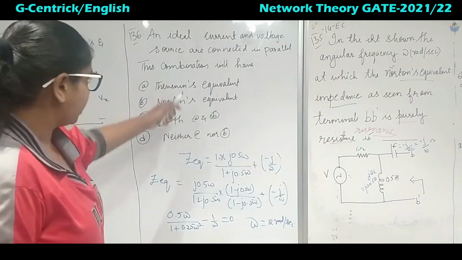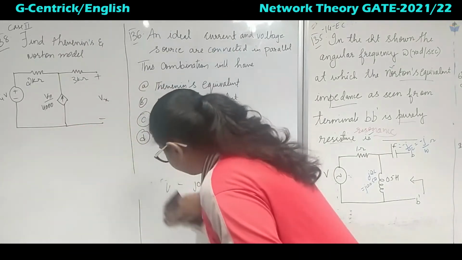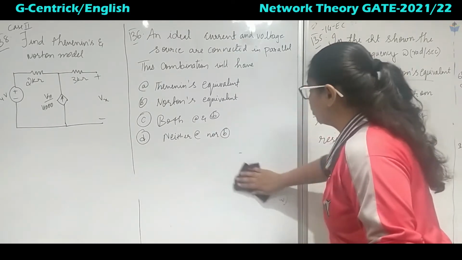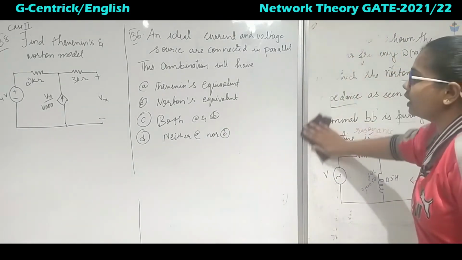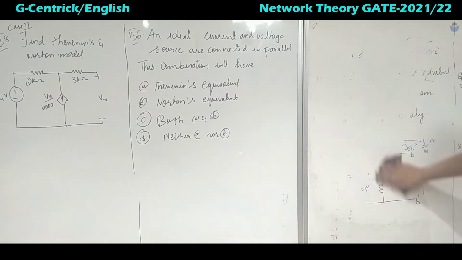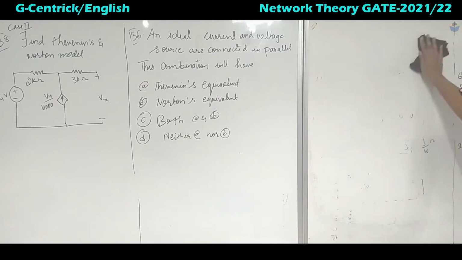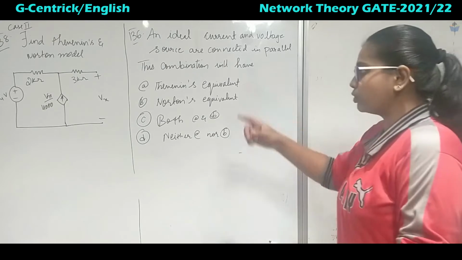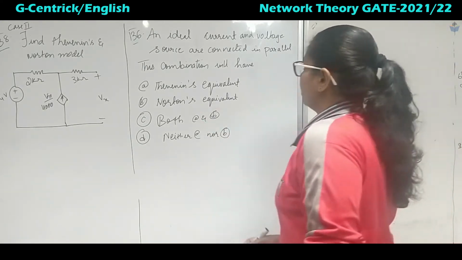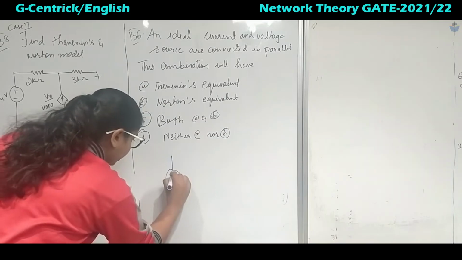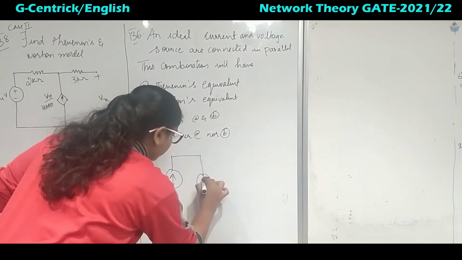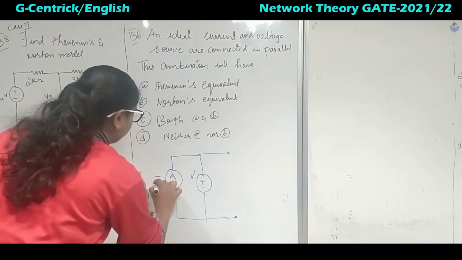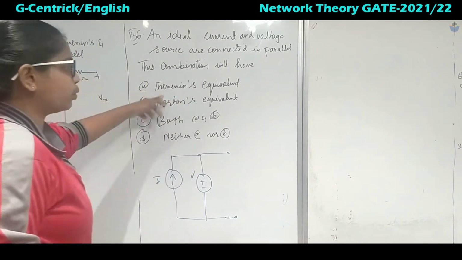Now coming to the 136th question, they have given an ideal current and voltage source which are connected in parallel. This combination will have Thevenin's equivalent, or Norton's equivalent, or both A and B, or neither Thevenin's nor Norton's. So we have to find that. They have said that an ideal current source and voltage source are connected in parallel. So this combination will have what type of equivalent?